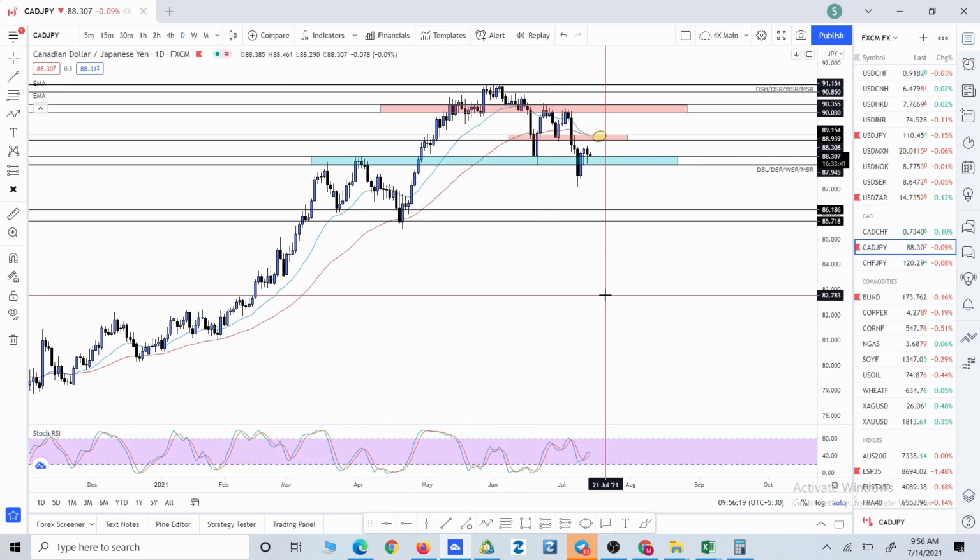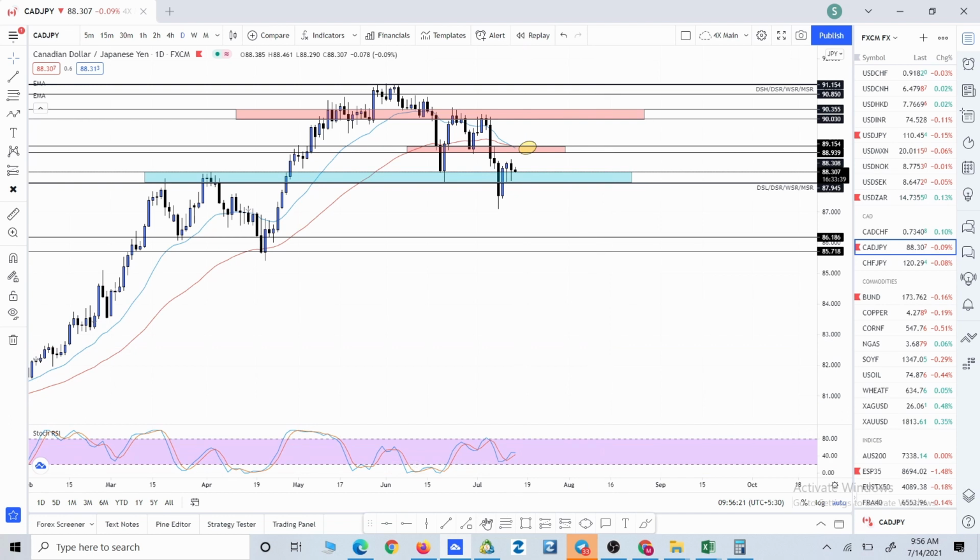On the CAD JPY, guys, I already mentioned the price is making lower lows and lower highs. Low, high, low, low, lower high. Now we were waiting for the price to retrace back to this zone, which is a high confluence zone. Why?